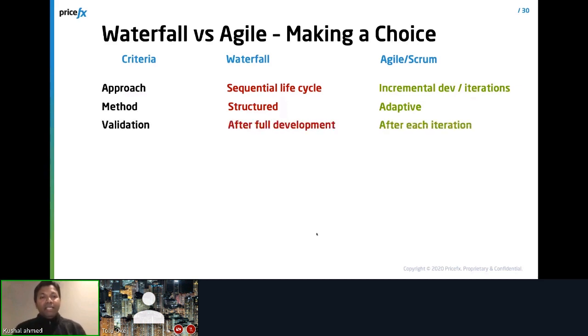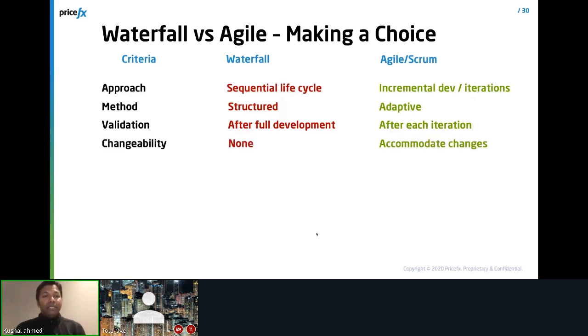For validation, you are going to perform the steps one by one: analysis, then design, then implementation, and then verification, and then maintenance. So you are going to perform the validation only after you are done with full development. For agile, you are going to have this validation step after each sprint or each iteration.